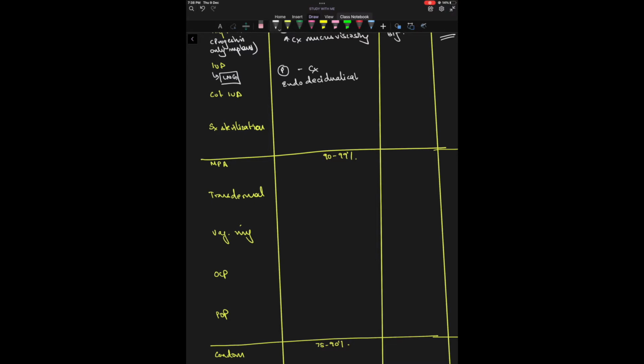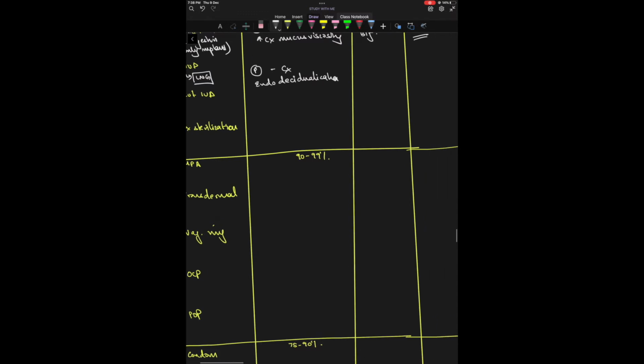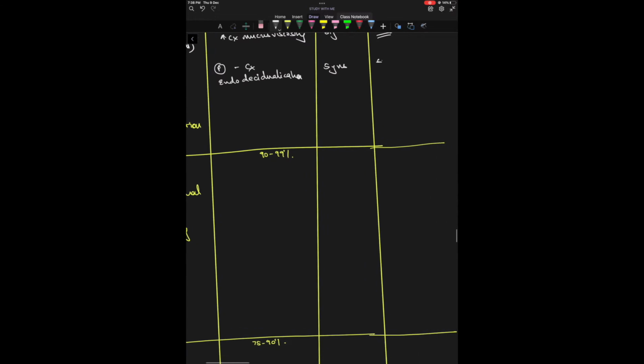Right. How much is it effective? It is effective for 5 years. The disadvantages are that there might be spotting, okay, and increased risk of perforation. Also, rarely there can be increased risk of ectopics.